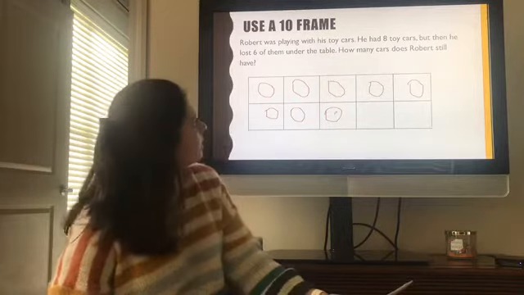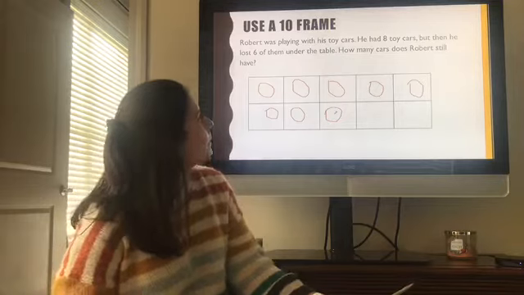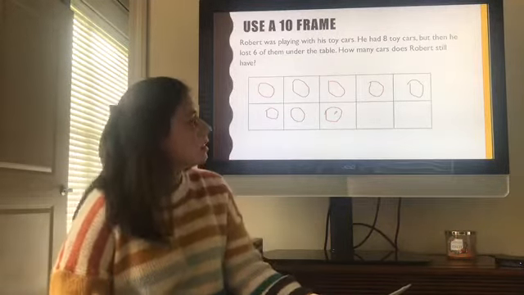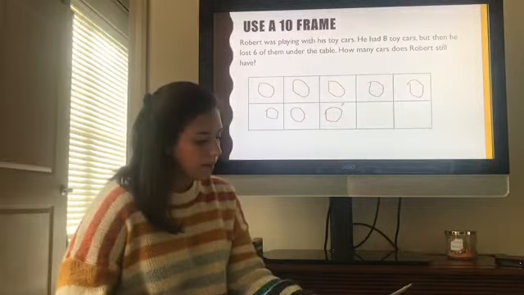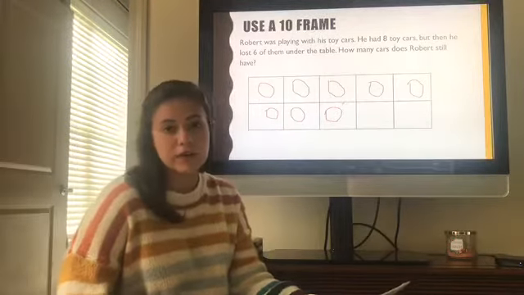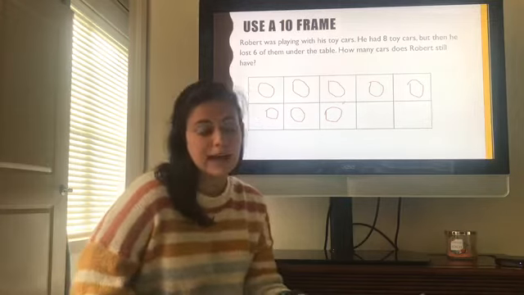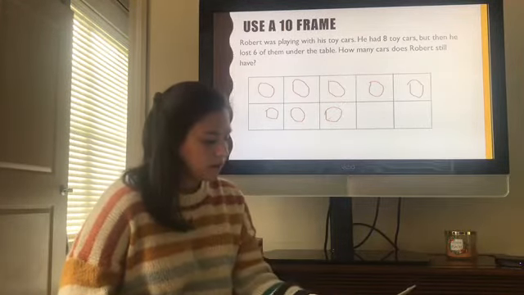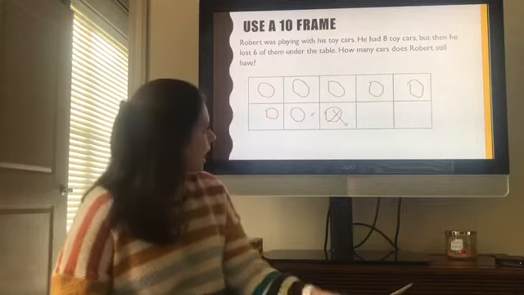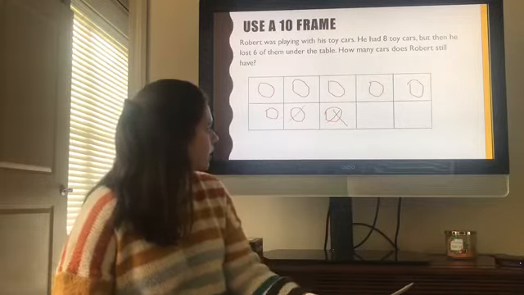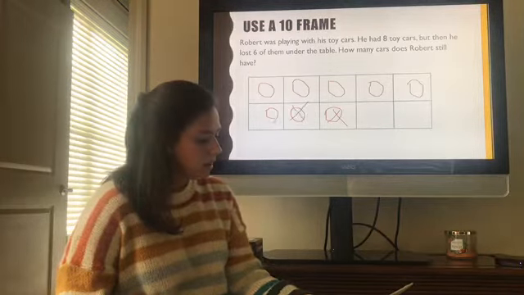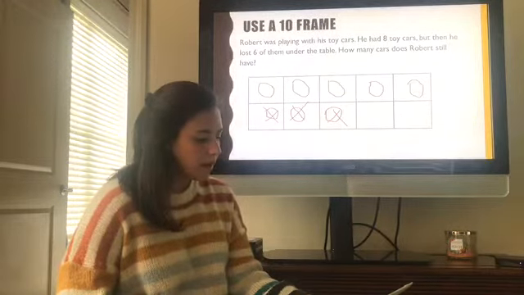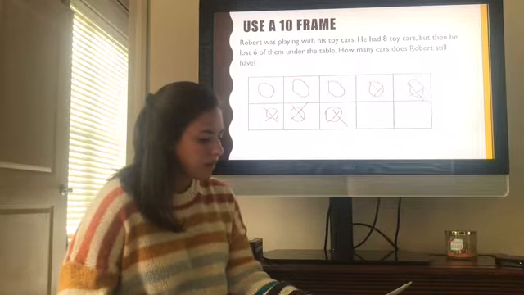So since I know that I'm subtracting, I would be taking away 6 of the cars because he lost 6 of them. Remember, a great strategy to use when you're taking away in any kind of picture is you can cross them off. So I'm going to cross off this one. He lost that car. I'm going to cross off this one. Lost that one. 1, 2, 3, 4, 5, 6.